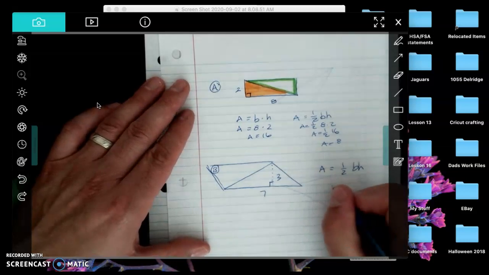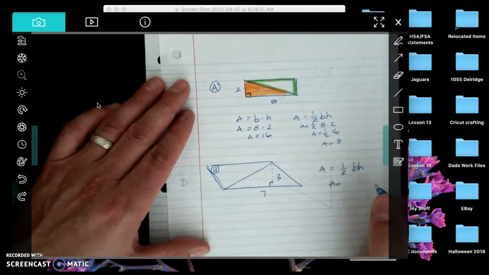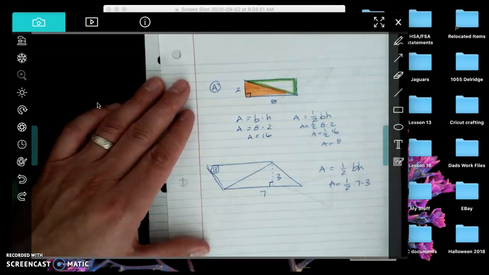Now all I have to do is plug the information in. So I look for my B. Well, the B is literally telling me it's a 7. Okay, this is all multiplication, by the way. It's base times height, and it's 1/2 of, which means times. The height is 3, so I put a 3. And then I'm taking 1/2 of whatever that answer is.